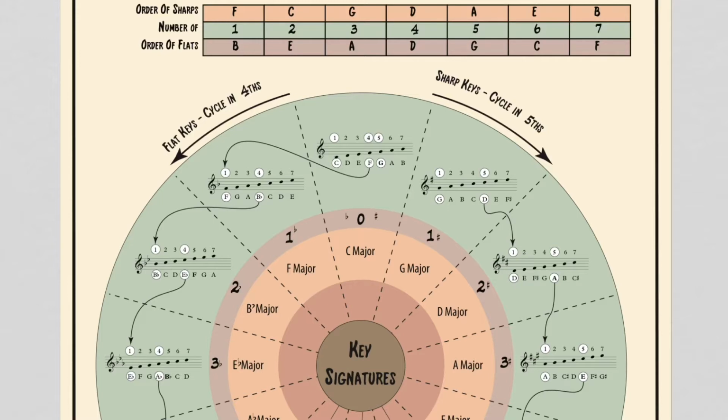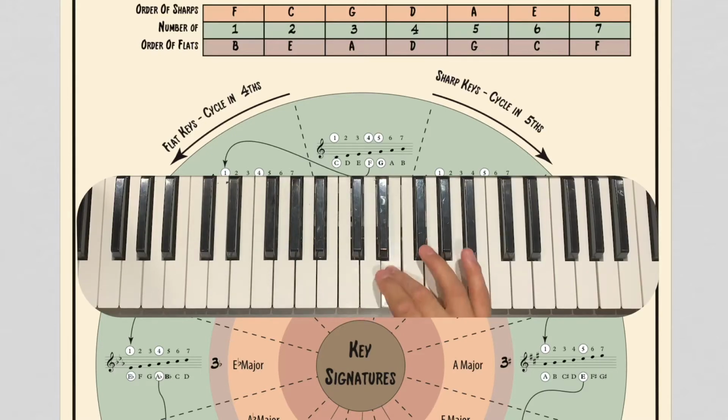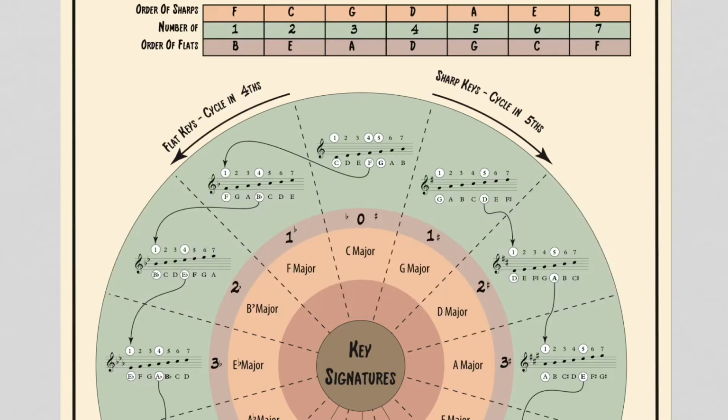A major scale and a minor scale that share exactly the same notes, just in a different order, are called relative majors or relative minors. In fact, in a 7-note scale, there are 7 relatives. They're called modes, and we'll discuss these in another video. For now, we only need to concern ourselves with the relative major and the relative minor.